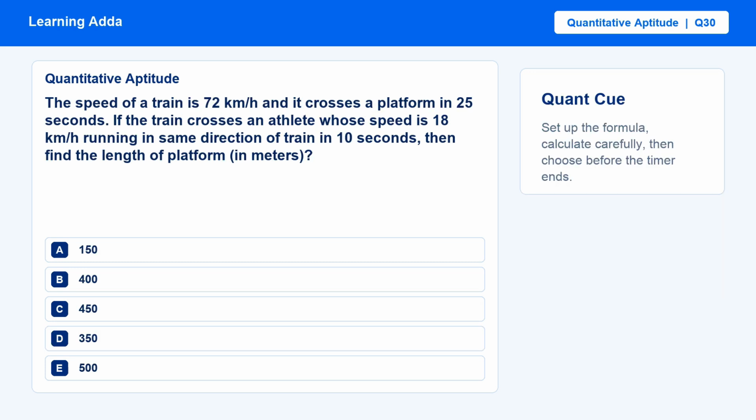Question 30. The speed of a train is 72 km per hour and it crosses a platform in 25 seconds. If the train crosses an athlete running at 18 km per hour in the same direction as the train in 10 seconds, then find the length of the platform in meters. Option A, 150. Option B, 400. Option C, 450. Option D, 350. Option E, 500. The timer starts now.